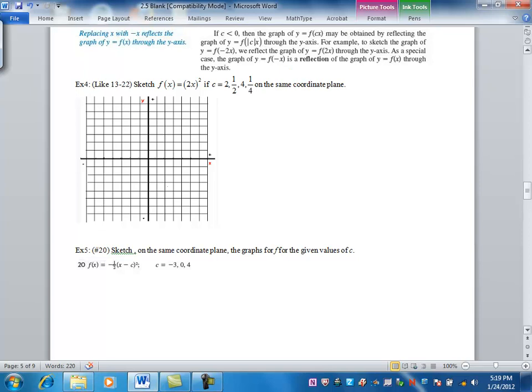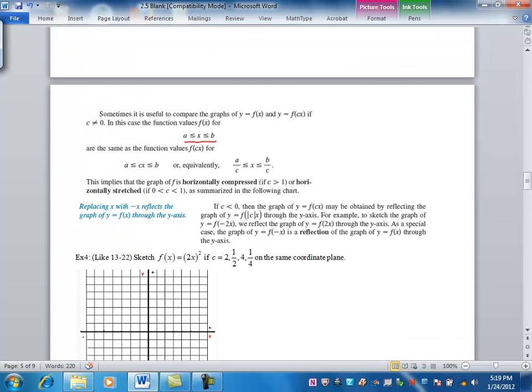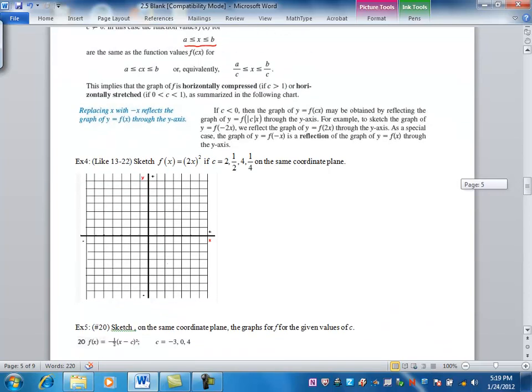Before we do that, we'll make note here that as a special case, the graph of y equal f of negative x is a reflection of the graph of y equal f of x through the y-axis. So in other words, we're going to have our graph reflected there through the y-axis, and the y-axis would serve as a line of symmetry.